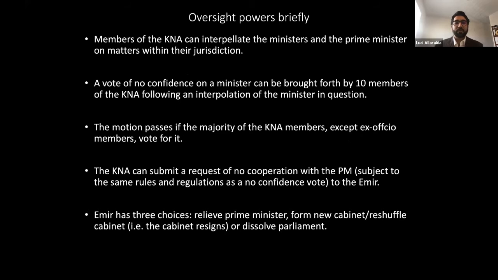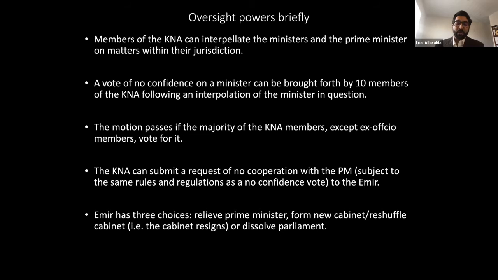So members of the KNA, like I said earlier, can interpellate the ministers. They can also put forth motions of confidence. They can be brought forth by 10 members. If these pass, ex officio members cannot vote for it. If these pass, the emir has three choices. He can, if they pass, the minister has to be removed.